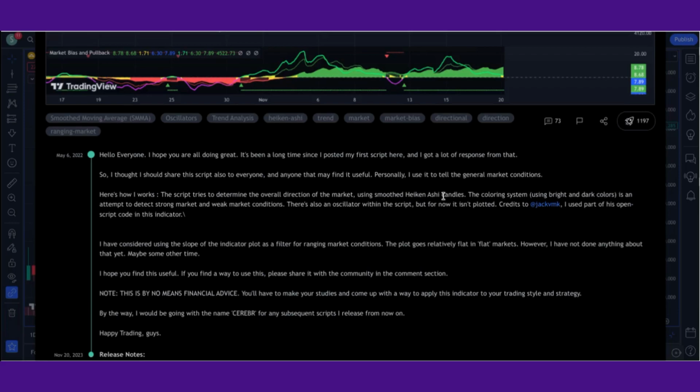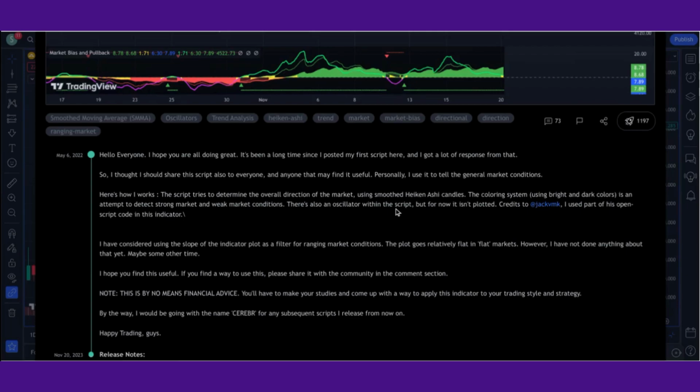If you like Heikin-Ashi candles but you want to use regular candles, you can use this indicator as well to just help you hold your trade longer. It also has a coloring system that I was telling you, bright and dark colors, as an attempt to detect strong market and weak market conditions. Okay, bright means strong market conditions, and dark means weak market conditions.